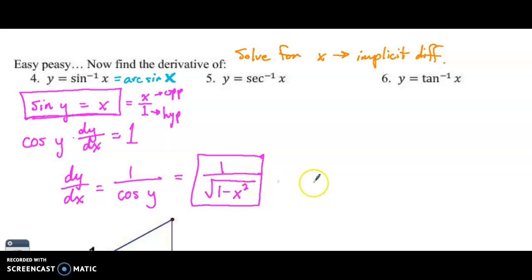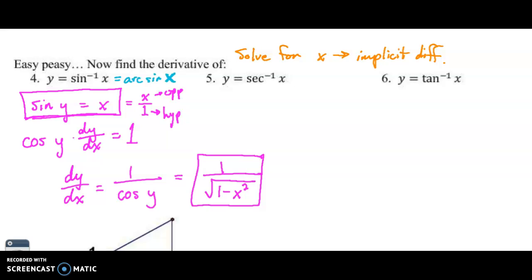The reason why we use u, though, is because you do have to follow the chain rule. So if this said y equals inverse sine of 3x, your answer would be the same. It'd be 1 over the square root of 1 minus the quantity 3x squared, times the derivative of the inside, which would be times 3.